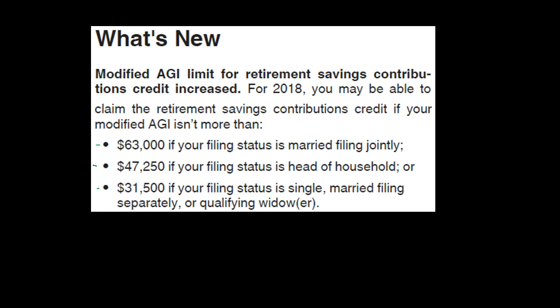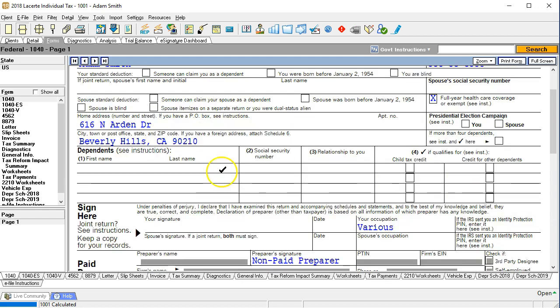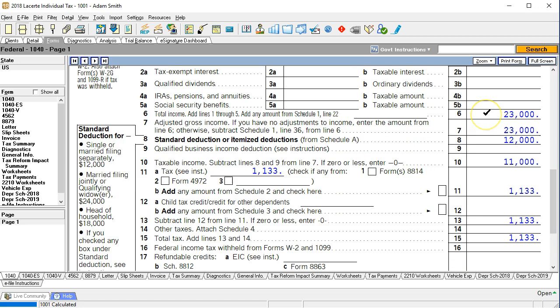So if we consider an example, we have our test 1040, with a simple single individual. As we scroll down, we're going to say that the earnings are $23,000. So we have W-2 earnings of $23,000, and that rolls down to the total income and the adjusted gross income. We don't have any adjustment at this time, so the adjusted gross income is the $23,000. We have the standard deduction of $12,000 for the single individual, and that brings the taxable income down to $11,000.